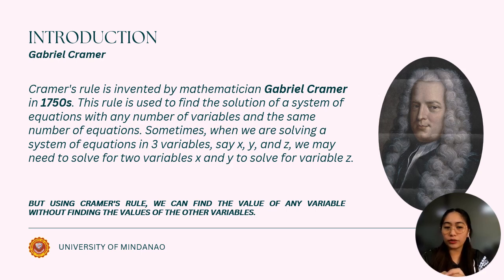Sometimes when we are solving a system of equations in three variables, say x, y, and z, we may need to solve for two variables, x and y, to solve for the variable z. But using Cramer's rule, we can find the value of any variable without finding the values of the other variables.